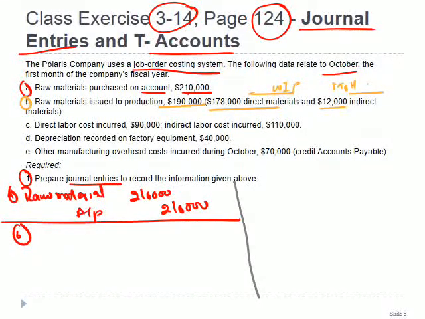So the entry would be work in process 178,000, and manufacturing overhead 12,000, to raw material $190,000.